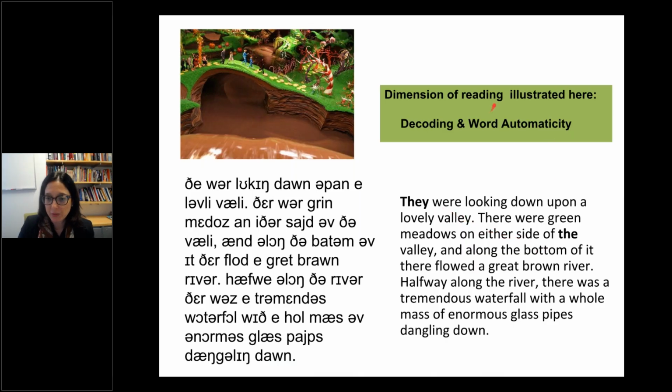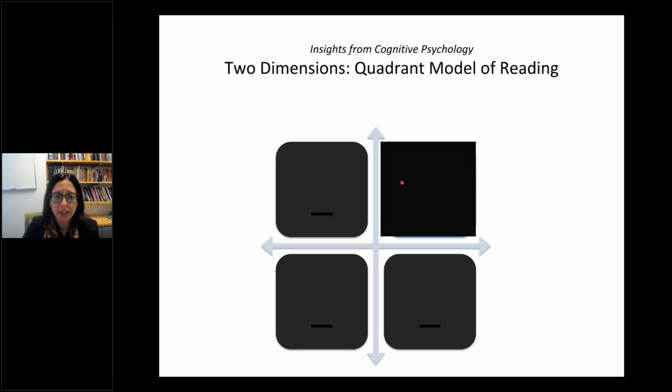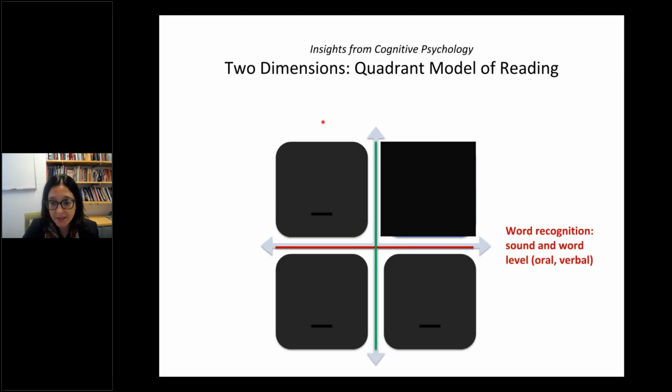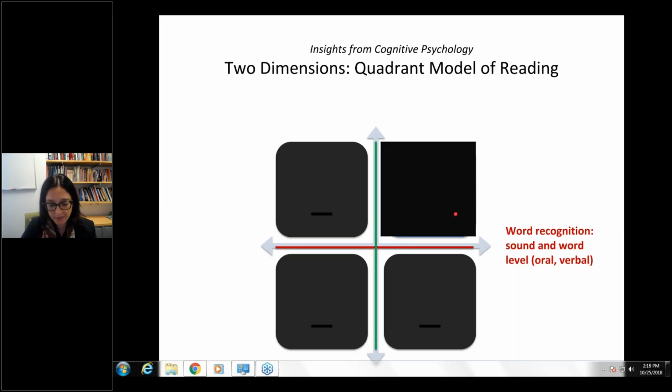So the dimension of reading that we're illustrating here is decoding and word automaticity, right? This isn't all of reading, but this is what really holds a lot of kids back, which is decoding and automaticity. And what we know over and over from cognitive psychology is that there's two dimensions of reading. One is the word recognition dimension, which I was just discussing and modeling, the sound and word level, really just decoding.